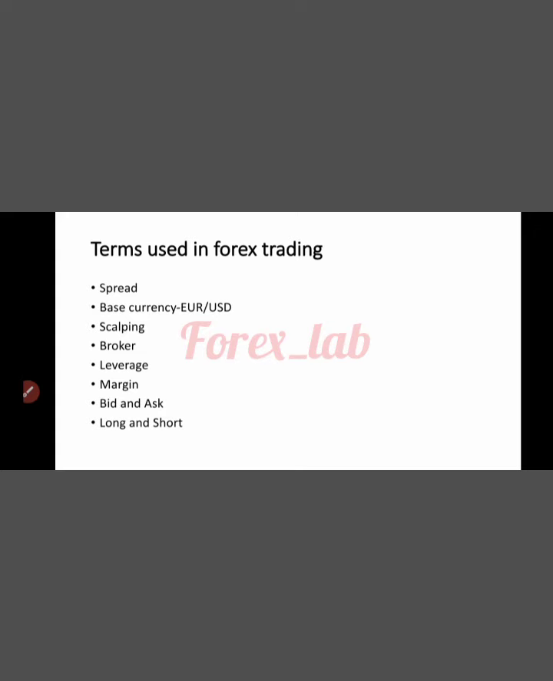The other one is going short. This means selling one half of a currency pair in hopes that the price will decrease. These are the other two terms that are used in trading. Let's continue to see a few more.